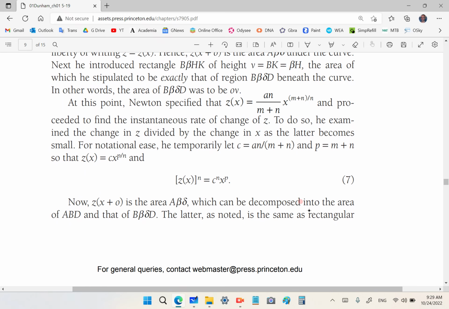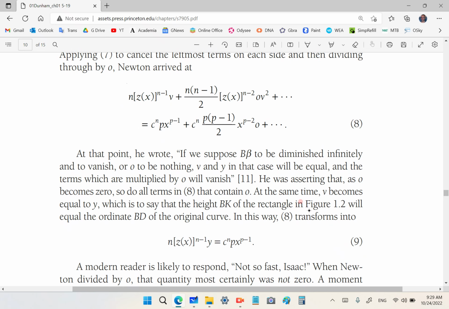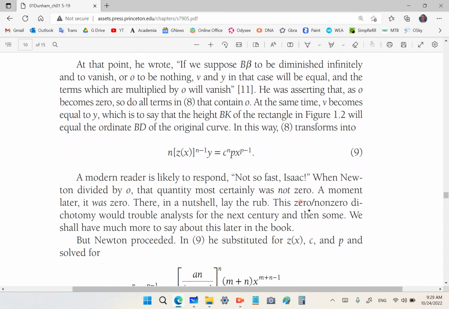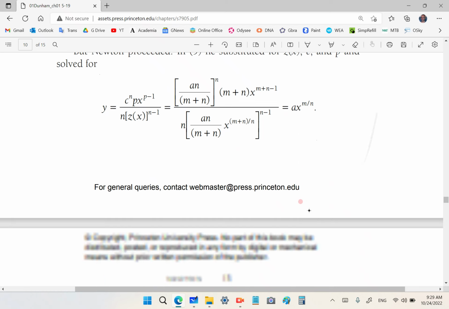And of course, the things that he says, the kind of terminology he uses, are for us mere mortals, and so if you read this here, here's what he says. He says, a modern reader is likely to respond, "Not so fast, Isaac." Actually, he's talking about himself. And of course, he assumes that everybody thinks the way he does. What an idiot. When Newton divided by o, not zero, o, that quantity most certainly was not zero. And a moment later, it was zero. So this, in a nutshell, he says, there in a nutshell lays the rub.